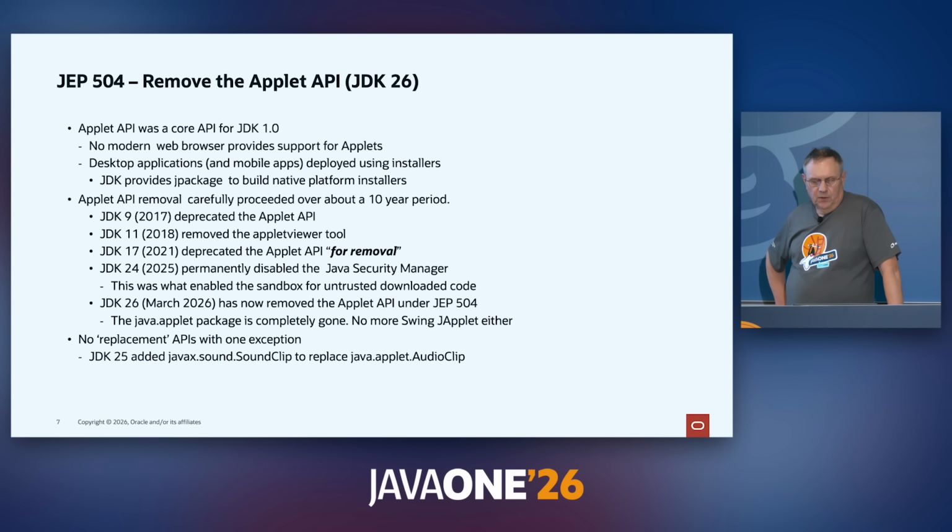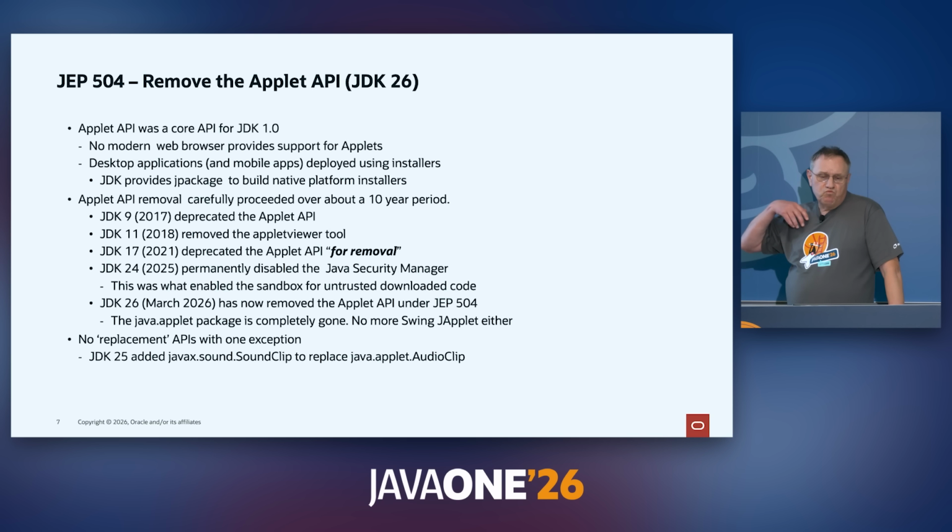And then, in fact, there had been some thought about removing it then, but it was put off. Then JDK 24 permanently disabled the Java Security Manager. So the Security Manager APIs were not removed, but you could not enable a security manager. So basically that meant there could not possibly be a sandbox for untrusted downloaded code. So that was another nail, if it was needed, in the coffin of Java applets.